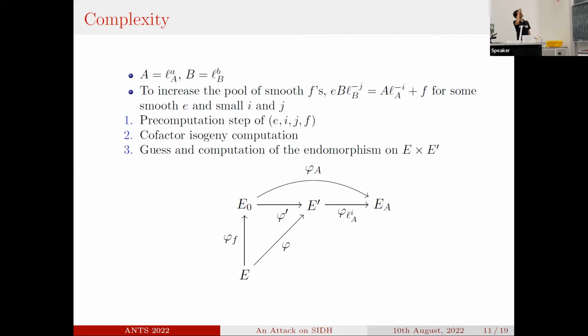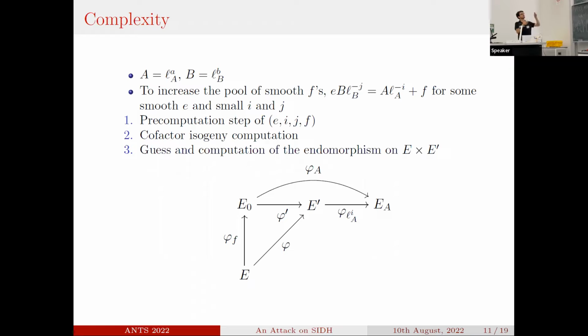So the complexity of this attack will be divided in three main stages. The first is the pre-computation step of E, I, J, and F. This is something that we can do once and for all. No matter which starting curve you use, for a set of primes, when you define your public parameter, which relies on a certain prime, we can compute this tuple once and for all.